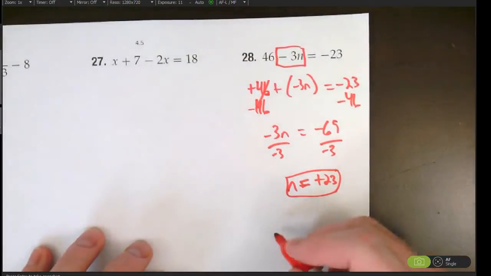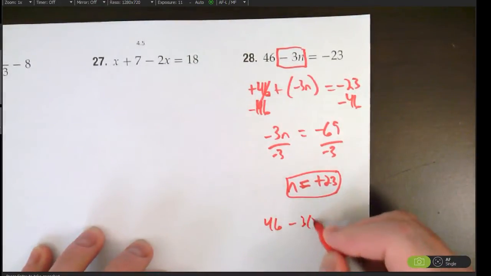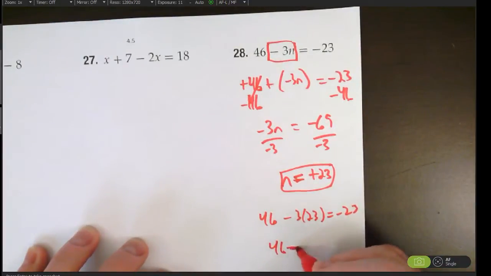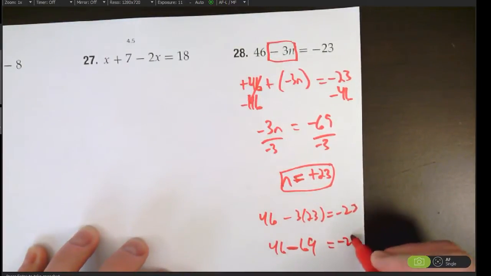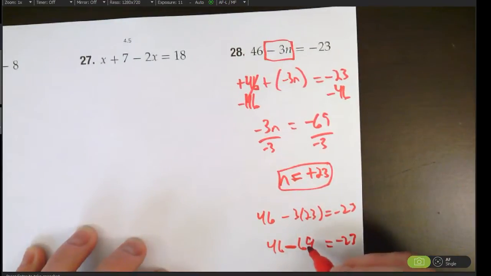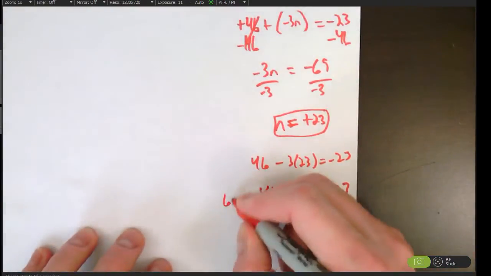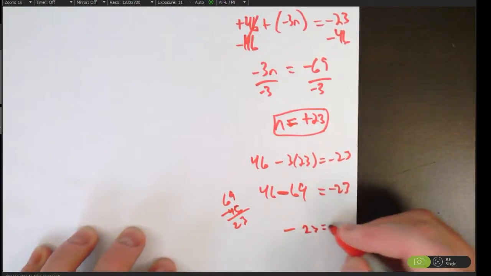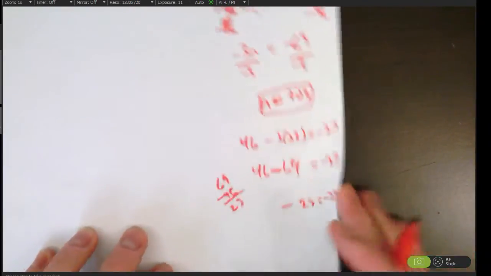All right, and then I could check it real quick. 46 minus 3 times 23 equals -23. 46 minus 69 is what we have here. And then I know it's going to be negative because the 69 is the bigger absolute value. 69 minus 46 gets us 23. Yeah, -23 equals -23. Okay.